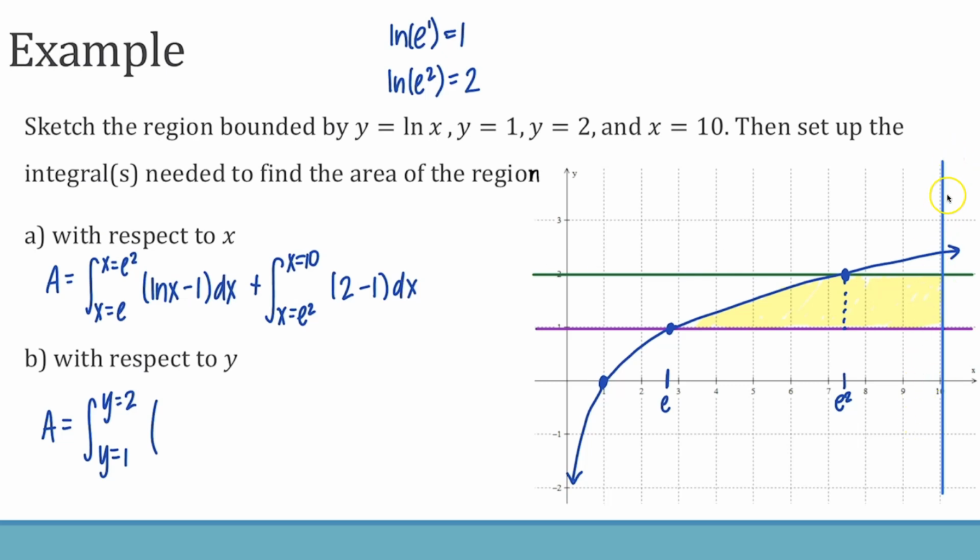Our right function is this vertical line, 10, minus our left function. Well, this was given as a function of x, so I had y equals natural log x. If I want to make it a function of y, in order to solve for x, I have to exponentiate both sides. So e to the y and then e to the natural log x. And e to the natural log x cancels and just gives me x. So x is equal to e to the y. e to the y is my left function, dy.